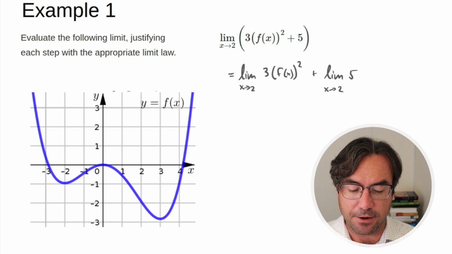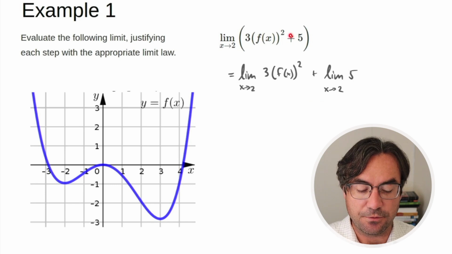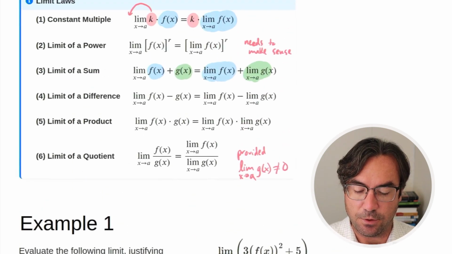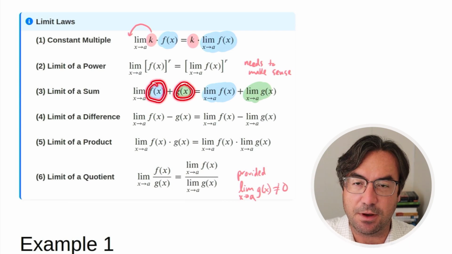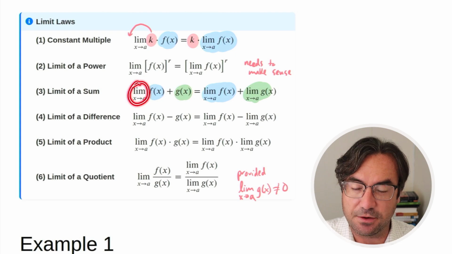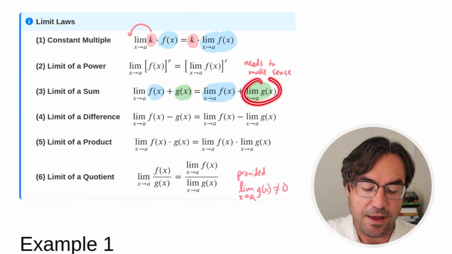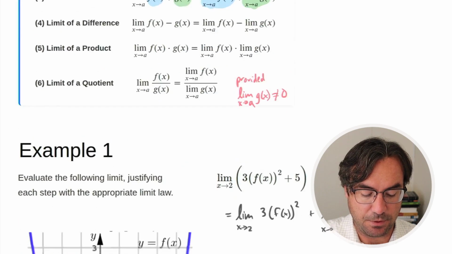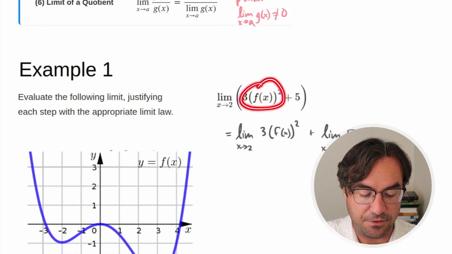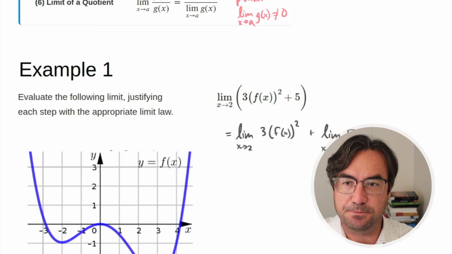So what we did there, what property are we using? What limit law are we using? Well, we used the one for addition. So that limit law for addition says if we have some stuff plus some other stuff, and we want to do the limit of that whole thing, well, we can do the limit of the first part and then plus the limit of the second part. So that's precisely what we're doing here. We got the limit of the first part and then plus the limit of that second part.